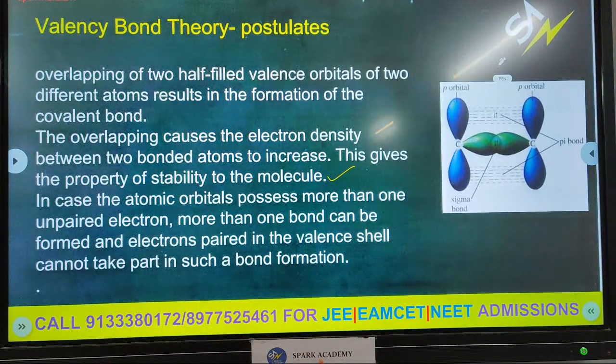In case the atomic orbital possesses more than one unpaired electron, more than one bond can be formed, and electrons paired in the valency shell cannot take part in such a bond formation. So these are the postulates.